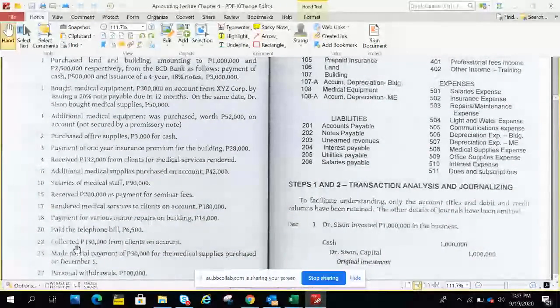Ano na meron? Collected 130,000 from client's own account. Diba naalala nyo kanina? Meron tayo on December 17, rendered medical service to client's own account. Nag-render tayo ng medical service, hindi natin natanggap yung pera, accounts receivable. Pero noong 22, nagbayad daw sila. So we have collected. When you say collected, you have received cash. So debit cash.